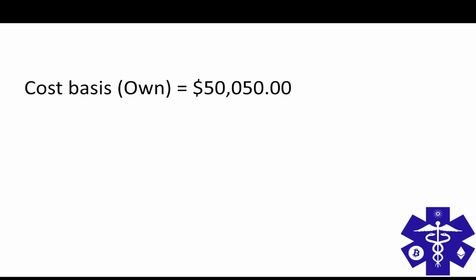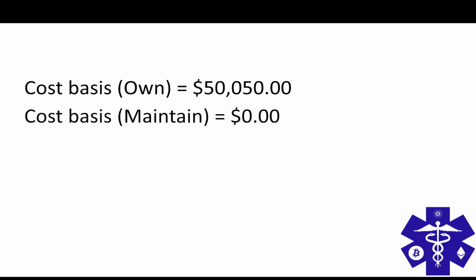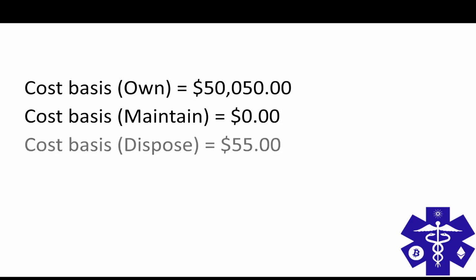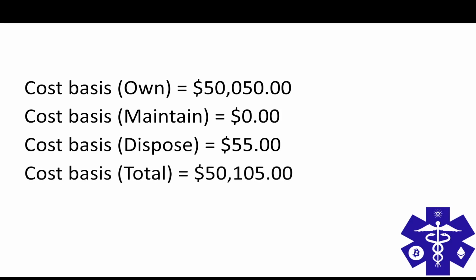So the cost basis that relates to owning the cryptocurrency or the BTC is $50,050. The cost basis to maintain or do stuff with the BTC other than selling is $0 in the case of our example. And the cost basis to dispose or specifically to sell the BTC was $55. So the total cost basis is $50,105.